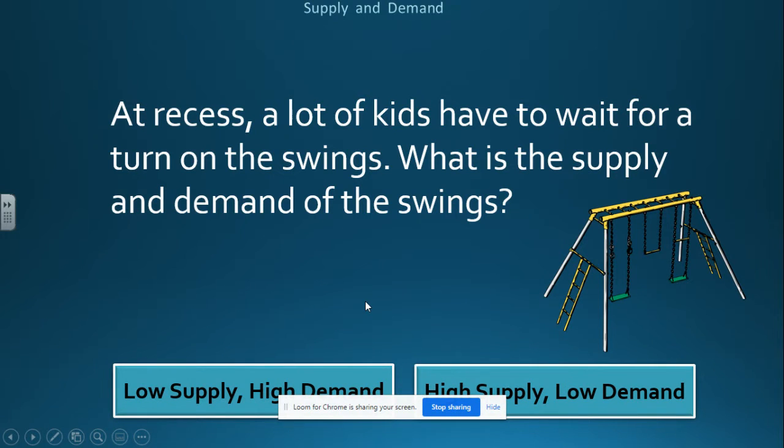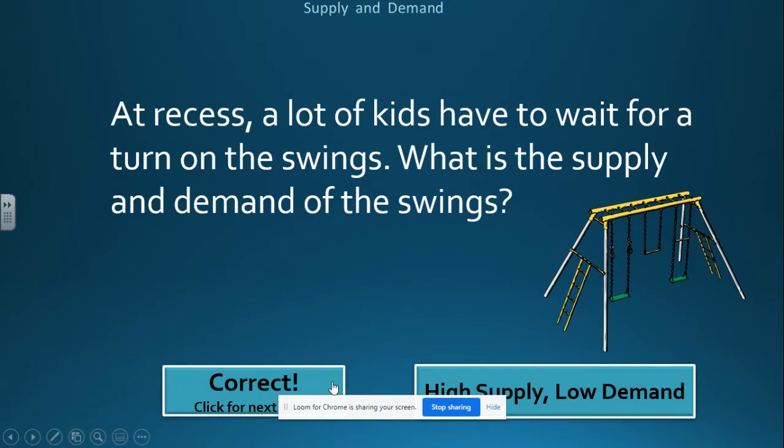At recess, imagine we've gone out to the little playground where the swings are, and there are only a few swings. The kids have to wait their turn for the swings. So, if lots of kids are waiting for a turn on the swings, what is the supply and demand of the swings? We have just a few swings, so a low supply of them, but a high demand of kids wanting them. Low supply, high demand.